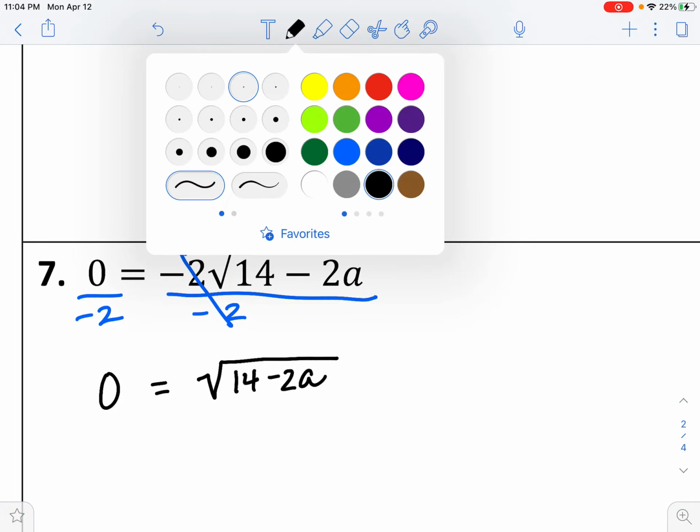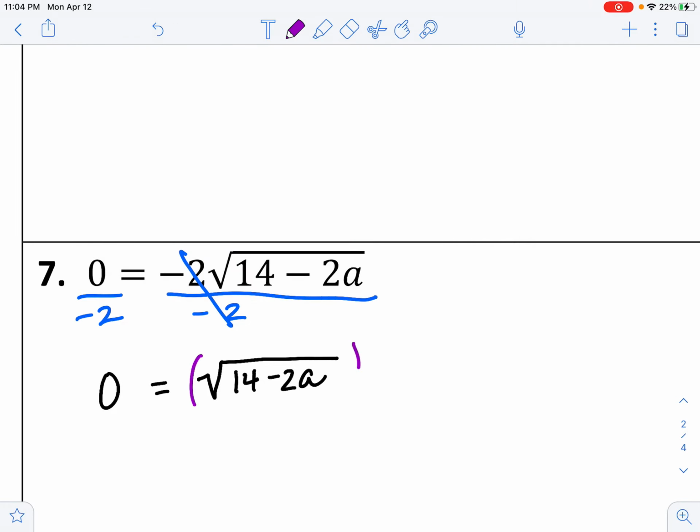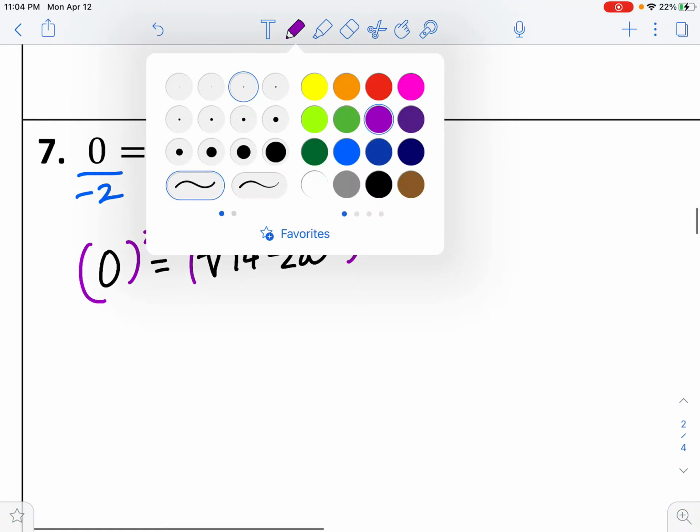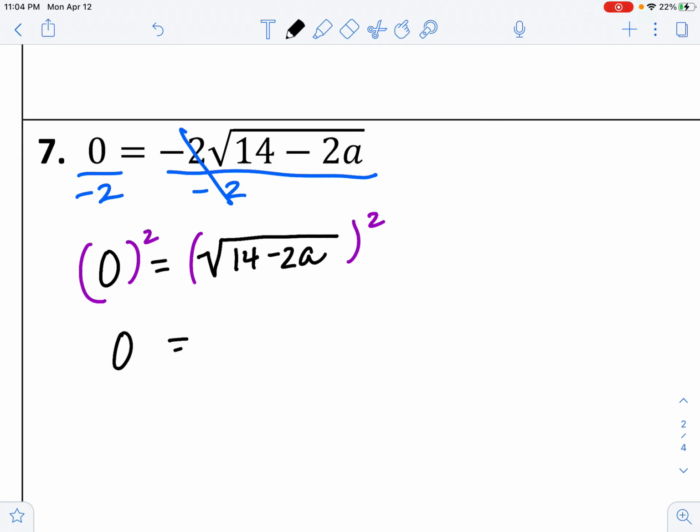Then to undo our radical, we're going to square both sides. And 0 squared is 0. And then the square root and the square undo each other. So we just have 14 minus 2a on the right.